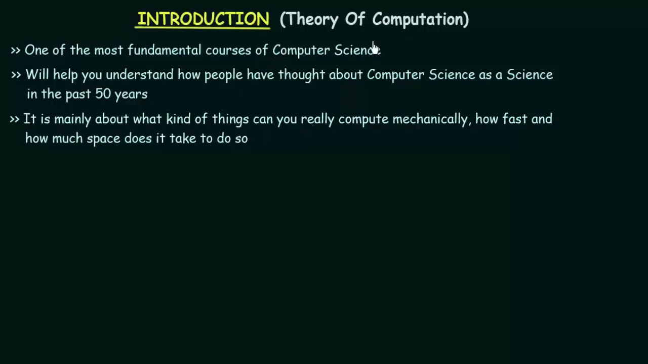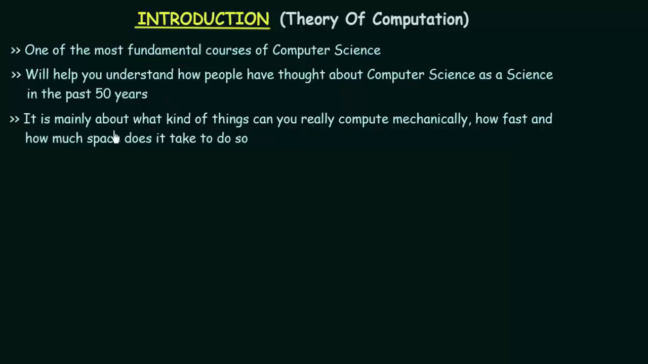So what is Theory of Computation? This theory of computation is one of the most fundamental courses of computer science. It is one of the most fundamental as well as abstract courses which every computer scientist and engineer must know. This course is not going to help you write programs or build a computer as such, but it will help you understand how people have thought about computer science as a science in the past 50 years. Okay. So what does this mean and what is it really about?